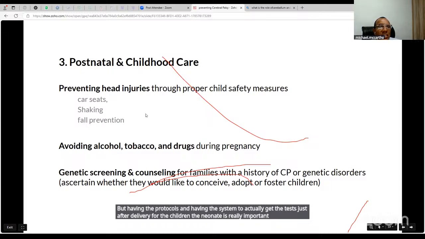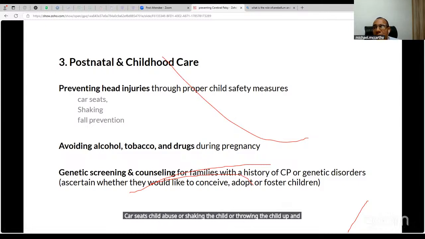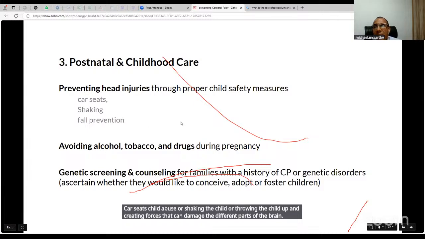Prevention of head injuries is also important. Car seats, child abuse, or shaking the child or throwing the child up and creating forces that can damage the different parts of the brain can be a real challenge.